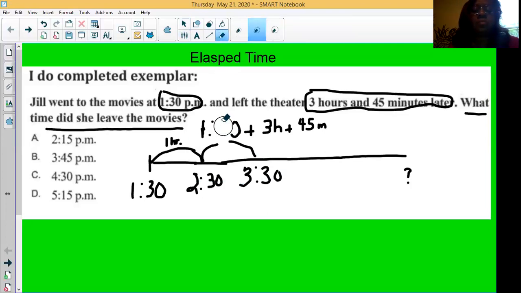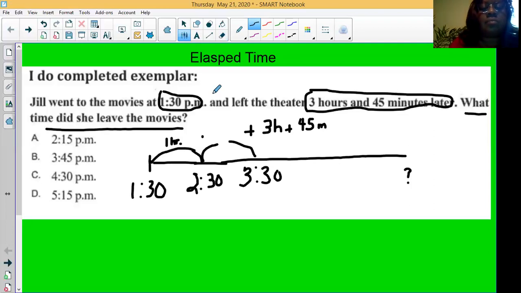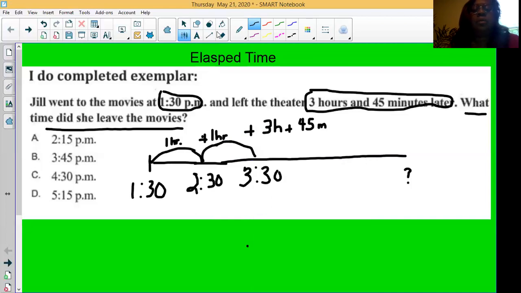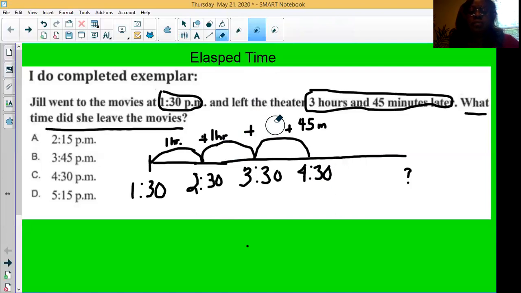Let's move this up. All right, so I'm going to put plus 1 hour here. Okay, so that's 2 of the hours. And remember, it's 3 hours, so we're going to take another jump. We're now at 3:30. Take another jump. So go one more hour, and that puts us at 4:30. So that takes care of our 3 hours.